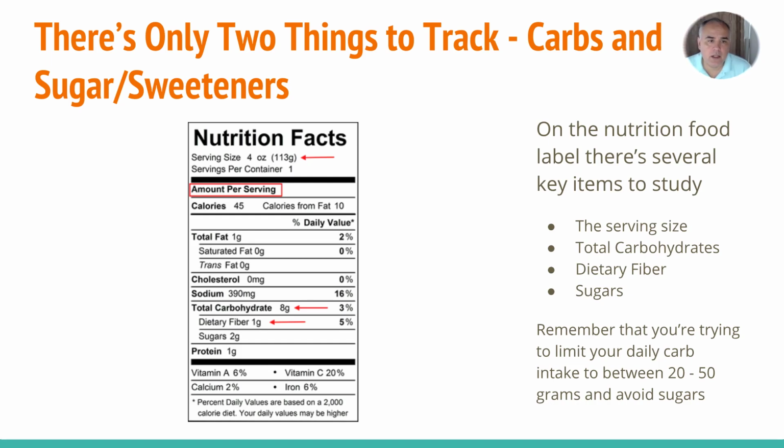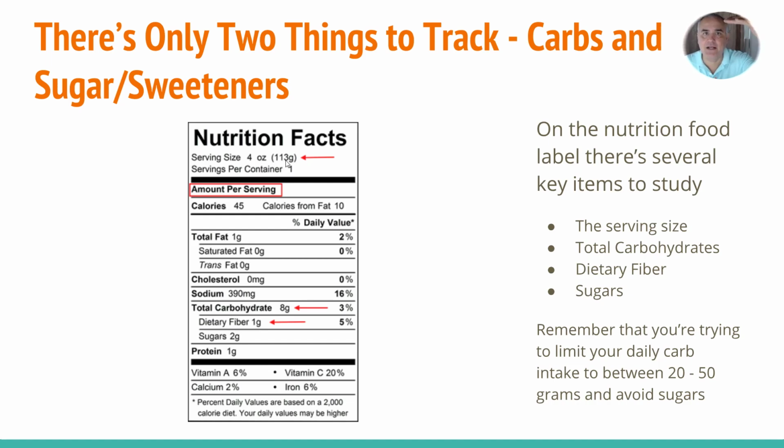At the top, I can't emphasize enough, this section here is very important: the serving size. How much are you going to consume of this product that will then equal these numbers below? Don't assume that these numbers are equal to the entire package or can or whatever it is that you're looking at. These numbers are based on the serving size here. The serving size in this example says 4 ounces or 113 grams.